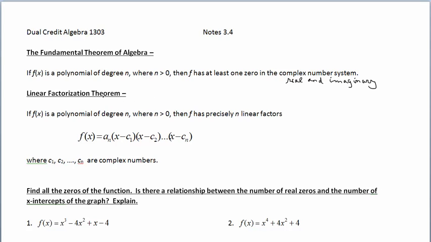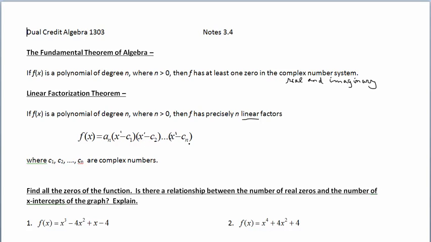The linear factorization theorem says that if you have a polynomial of degree n, again where n is greater than 0, then that function has precisely n linear factors. So if we have a third degree polynomial, then we're going to have 3 linear factors. Linear meaning that x's exponent is just 1.